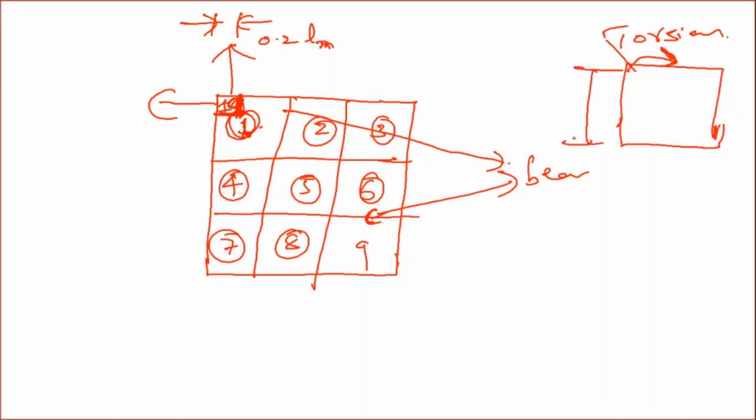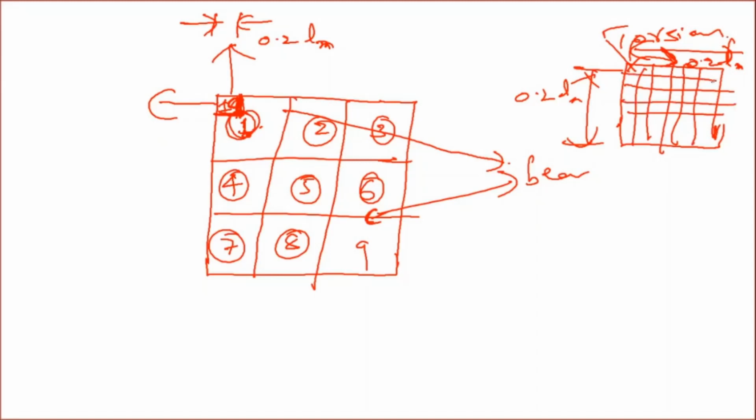So this length should be 0.2 Lx, and this length should also be equal to 0.2 Lx. So in this area of 0.2 Lx, we have to arrange the bars in both the directions like this. Whatever the area of steel you provide here should be equal to 3/4 of the ASTX.